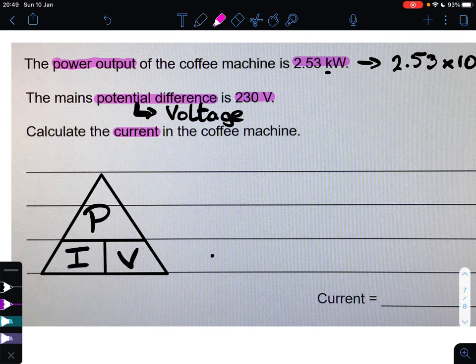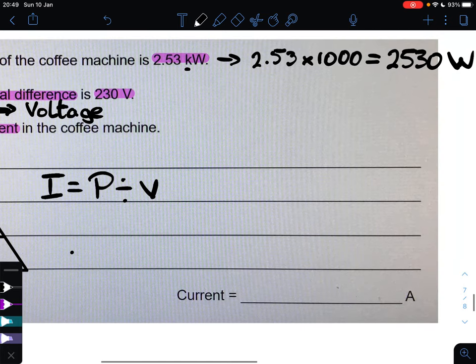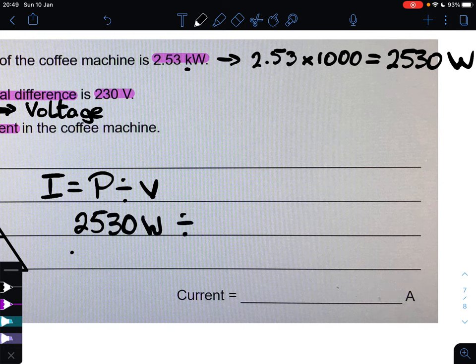I'd cover up the one I want. So in this case, I want current, like so, and I'd write out what I'm going to do. That immediately will get you a mark. Power divided by voltage. Now I'm going to put my numbers in. So 2,530 watts divided by 230 volts.